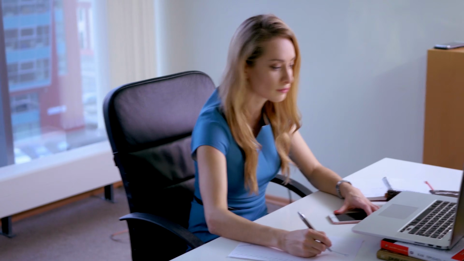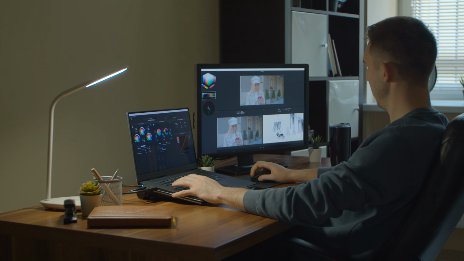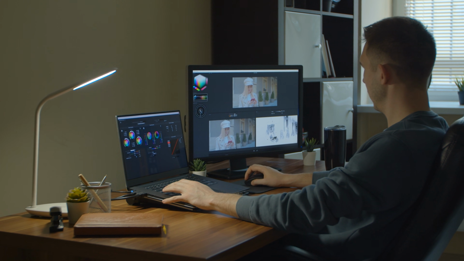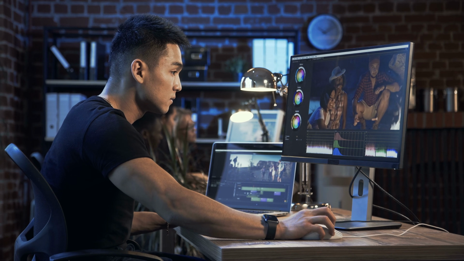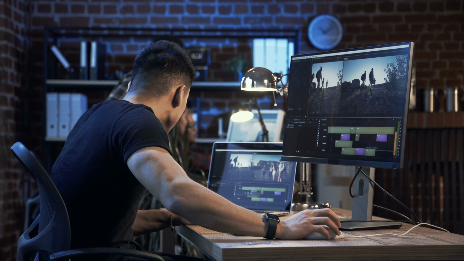Employees generally use employer-provided tools and receive regular payments. Contractors, on the other hand, often invest in their own equipment, and payment is usually based on invoiced services. Number three, type of relationship. Employees often have long-term relationships with benefits like health insurance, paid time off, things like that. Contractors typically work on a project basis and don't receive these types of perks.